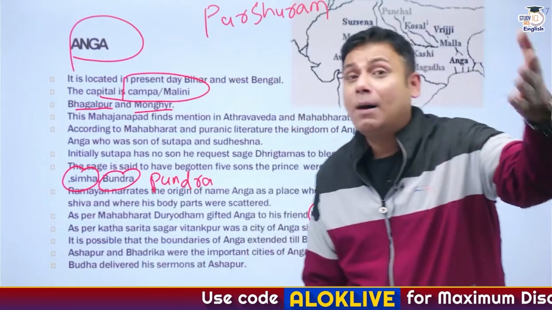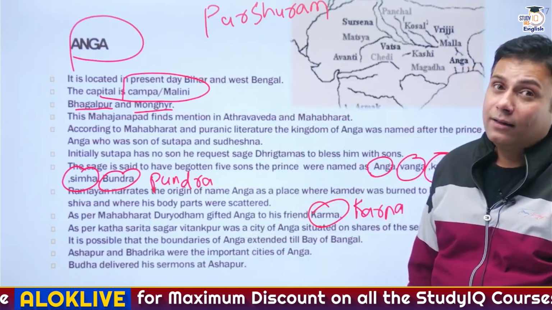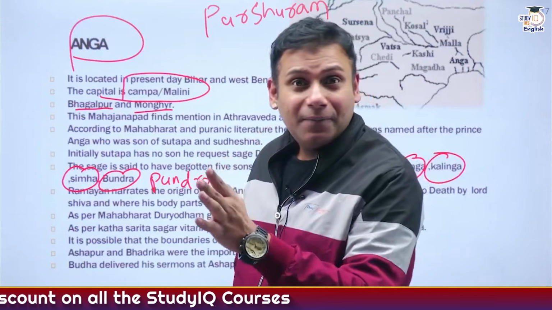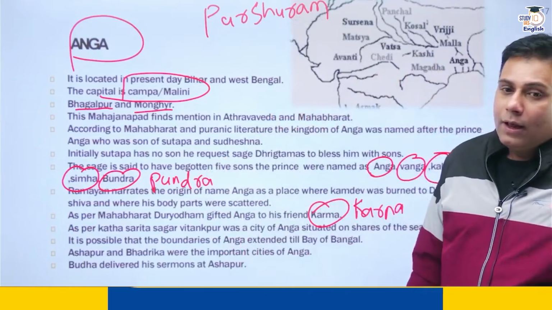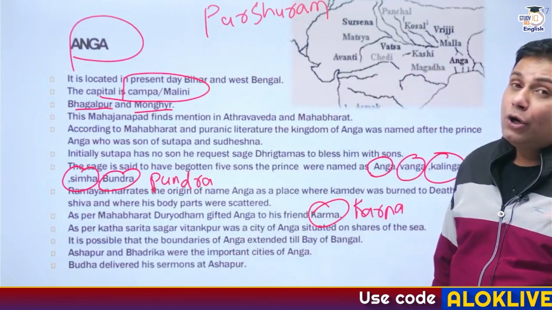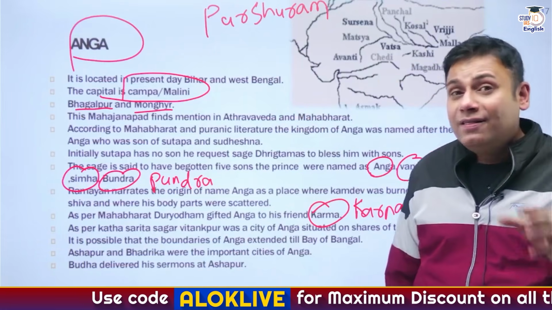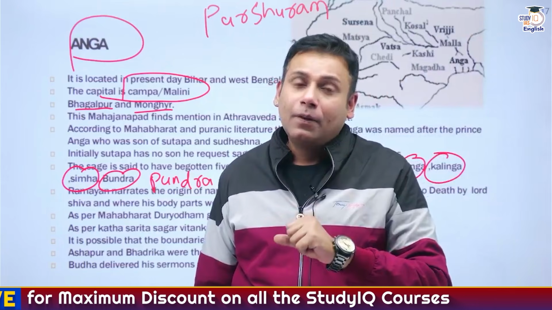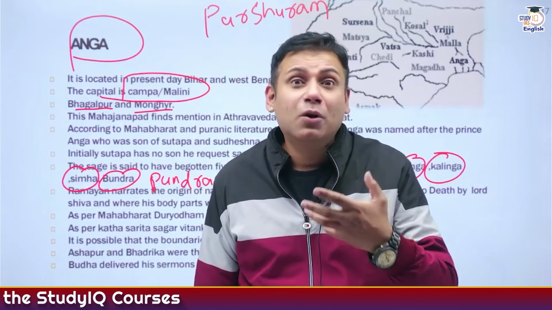So as per Mahabharata, the region of Anga was being ruled by Karna, the ally of Duryodhana. You might have heard the word Angaraj Karna. Correct? This was mythologically. Now it is believed that there were two major cities in this region, Ashapur and Bhadrika. And these cities were sanctified by the feet of Lord Buddha, because in one of the cities, Ashapur, Buddha delivered one of his sermons.